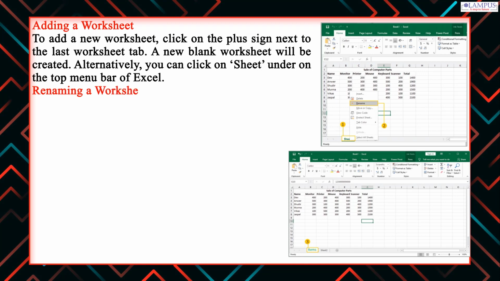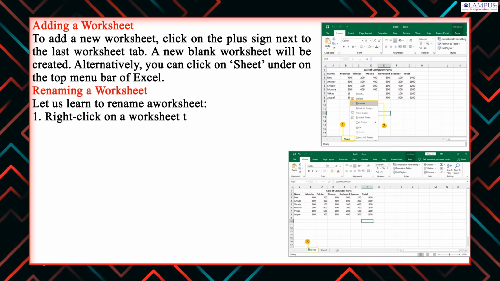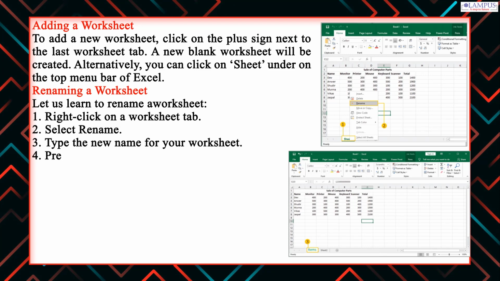Renaming a worksheet. Let us learn to rename a worksheet. 1. Right-click on a worksheet tab. 2. Select Rename. 3. Type the new name for your worksheet. 4. Press Enter key. The new name of the worksheet will appear.